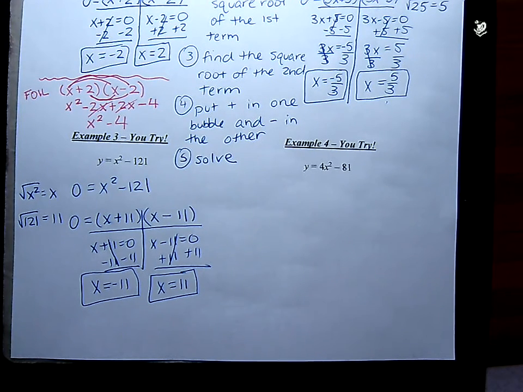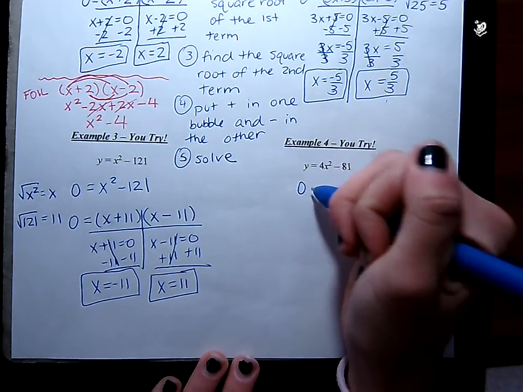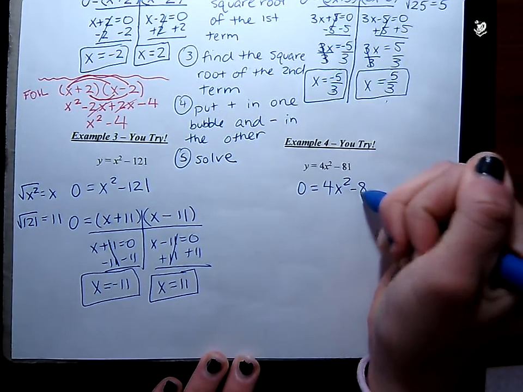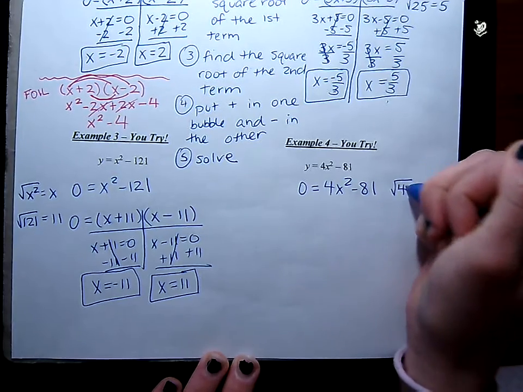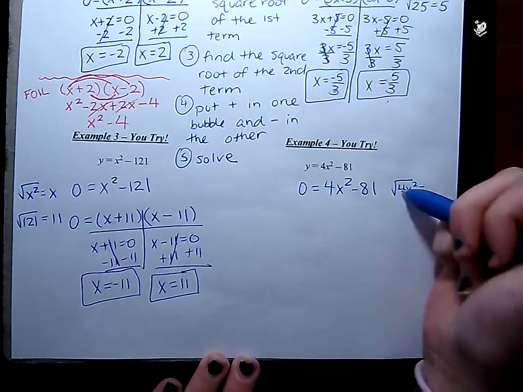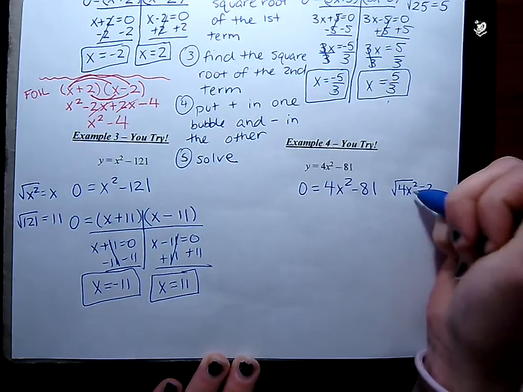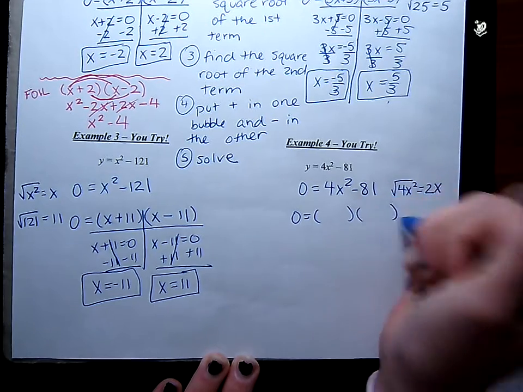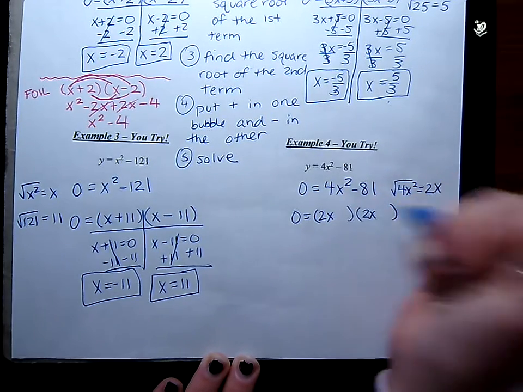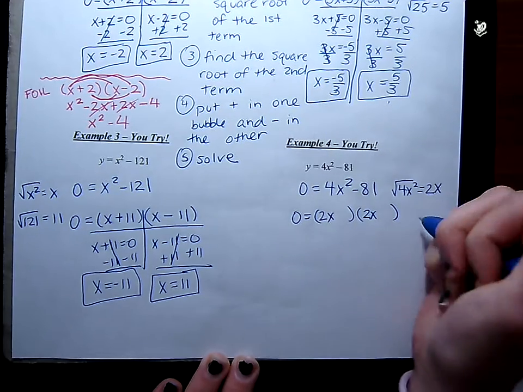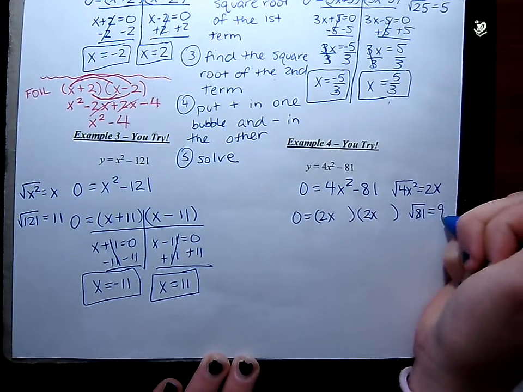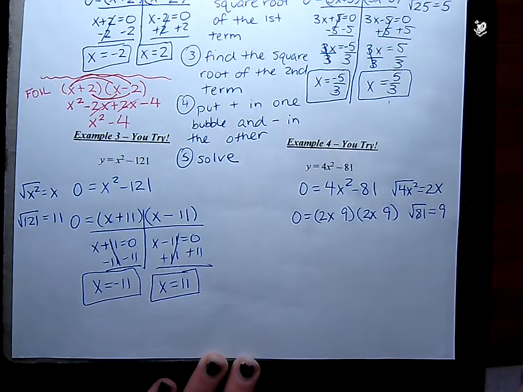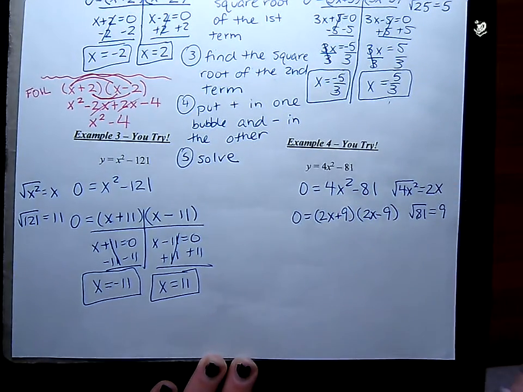Okay, last one. See if you can figure out what the x-intercepts are for example 4. So we're going to plug in 0. First, we have to find the square root of our first term, which is 4x squared. The square root of 4 is 2. The square root of x squared is x. So I'm going to do my double bubble, and I'm going to put 2x in front of both. Then I have to find the square root of the second term. The square root of 81 is 9. So I'm going to put 9 at the end of each one. One gets a plus, one gets a minus.